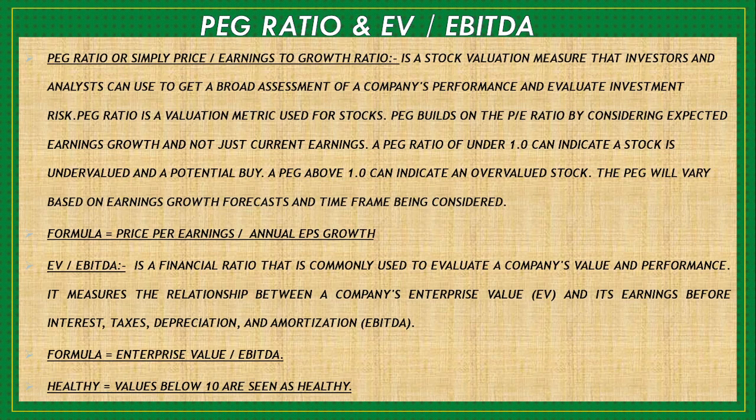EV to EBITDA is a financial ratio that is commonly used to evaluate a company's value and performance. It measures the relationship between a company's enterprise value, that is EV, and its earnings before interest, taxes, depreciation, and amortization, that is EBITDA. Formula: enterprise value divided by EBITDA. Values below 10 are seen as healthy.